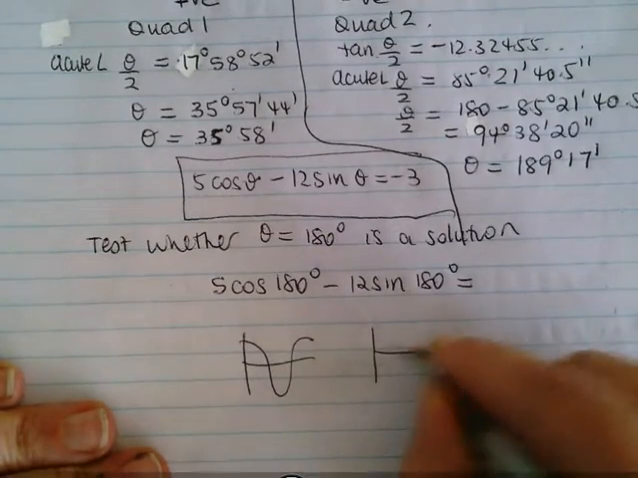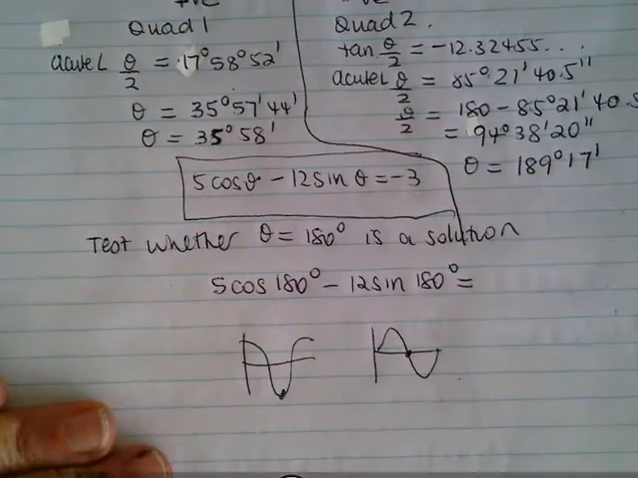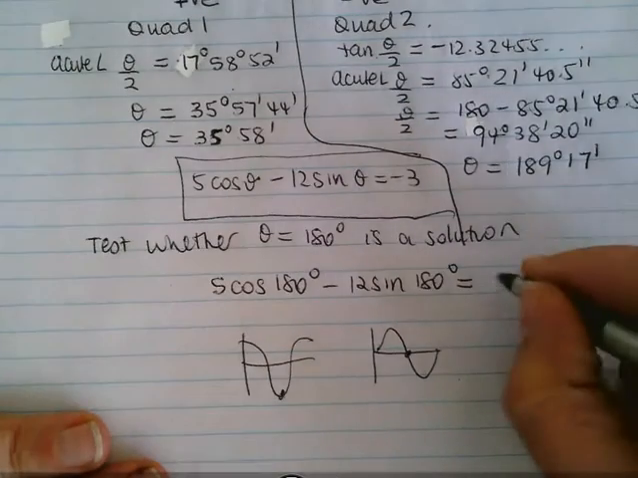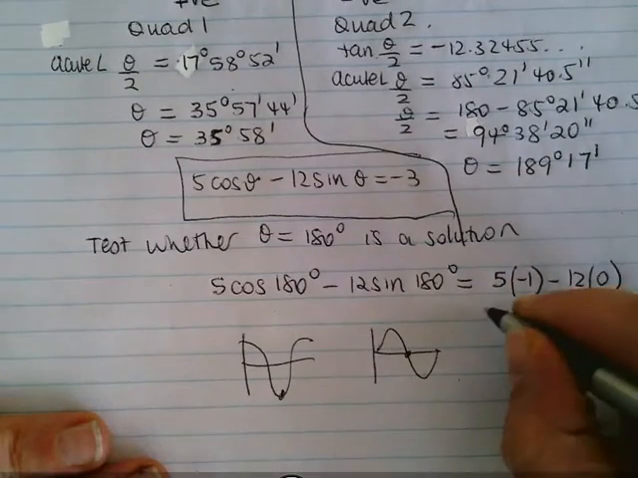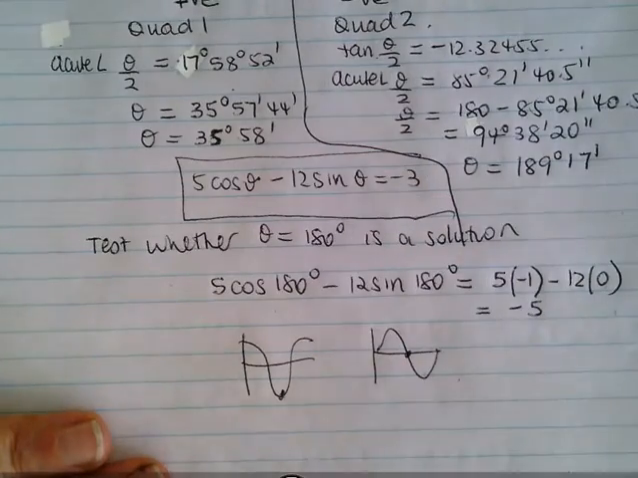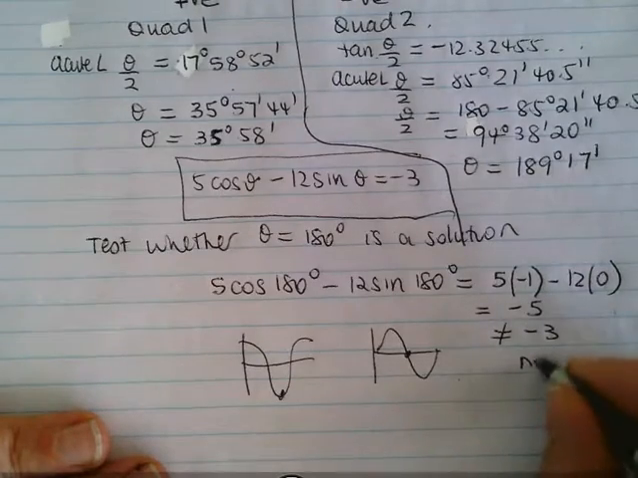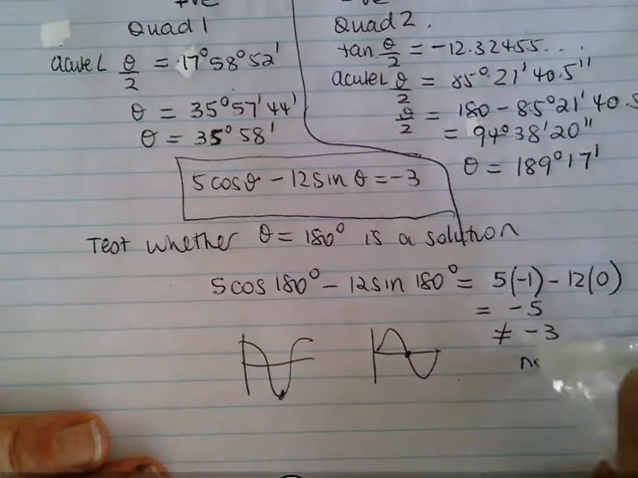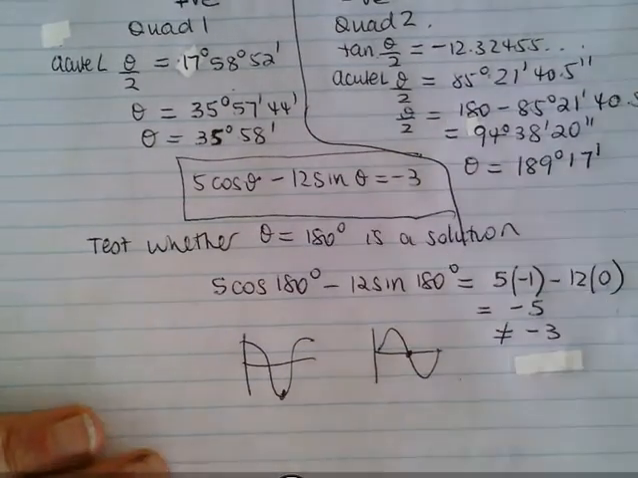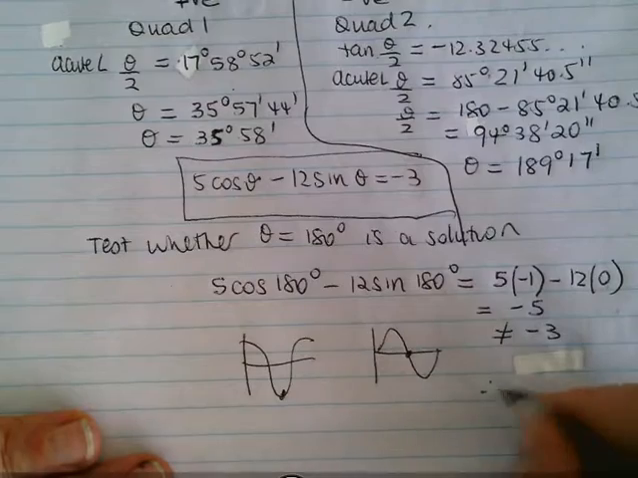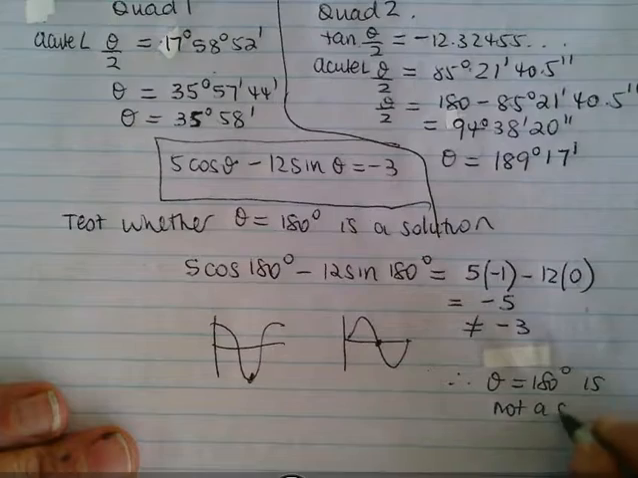How do you do that? You draw the cos curve and the sine curve. What's cos of 180 and sine of 180? It's where the dots are. So that's 5 times negative 1 minus 12 times 0. What's that equal? Negative 5. It does not equal negative 3, so it's not a solution. If the answer to that was negative 3, it means theta is 180 is a solution. So therefore, theta equals 180 is not a solution.